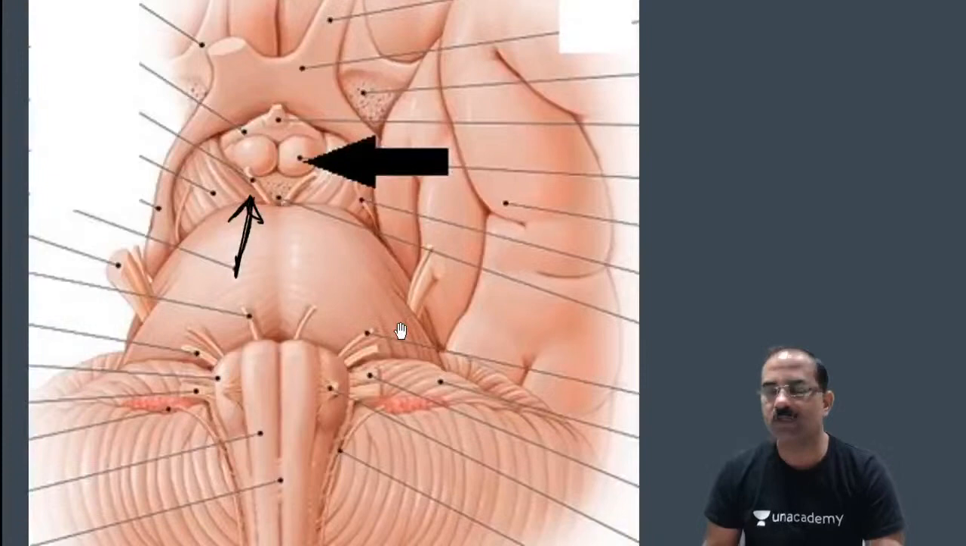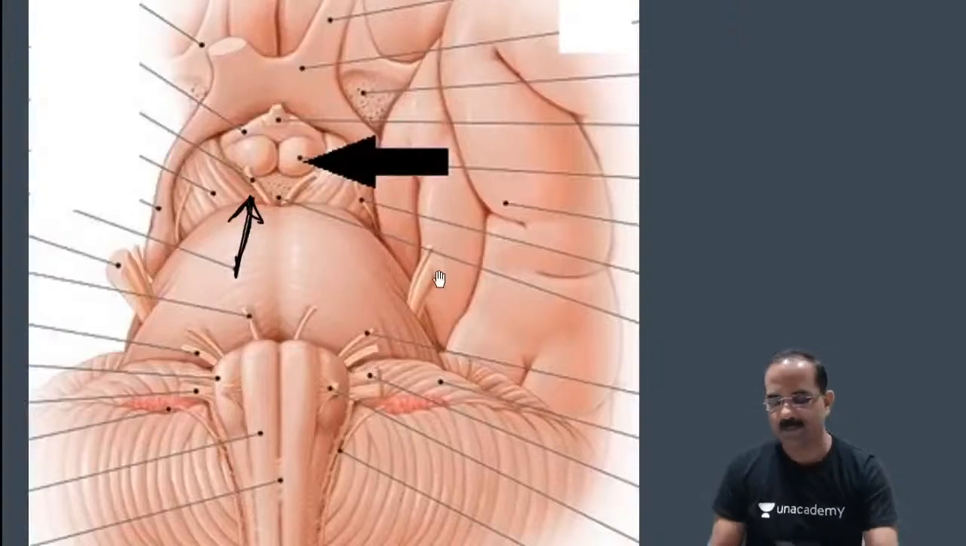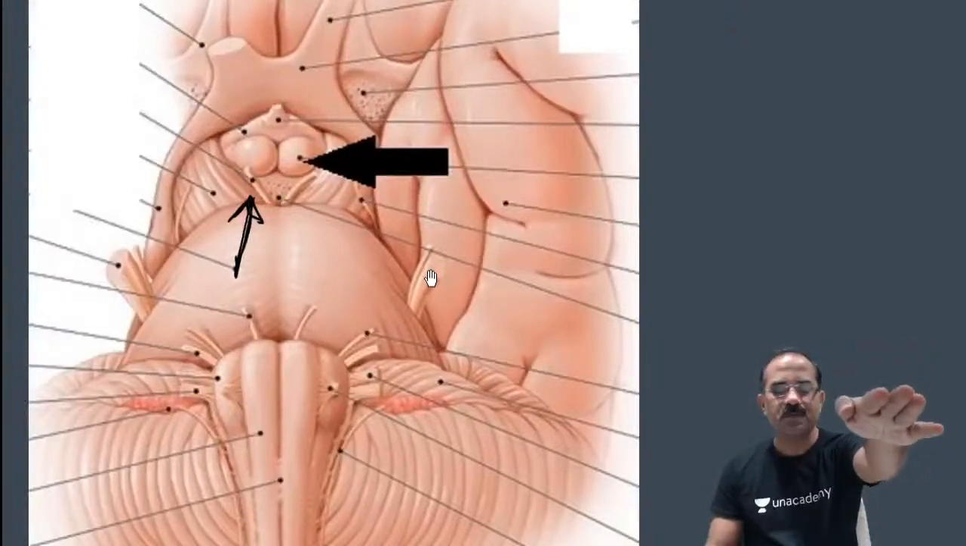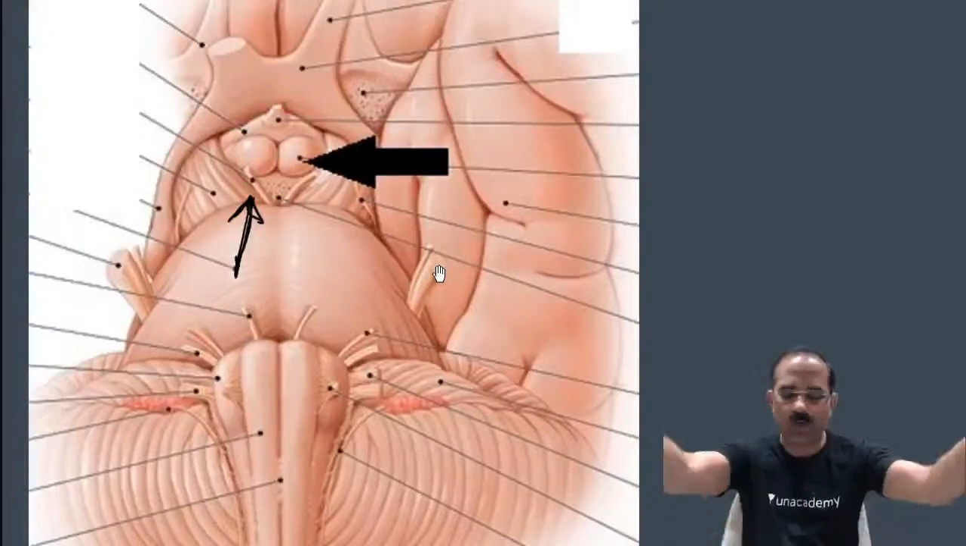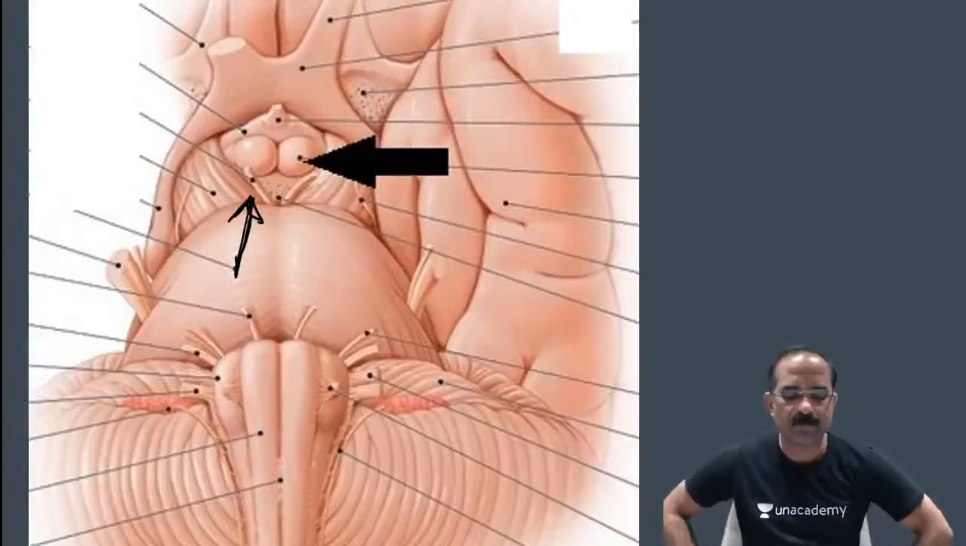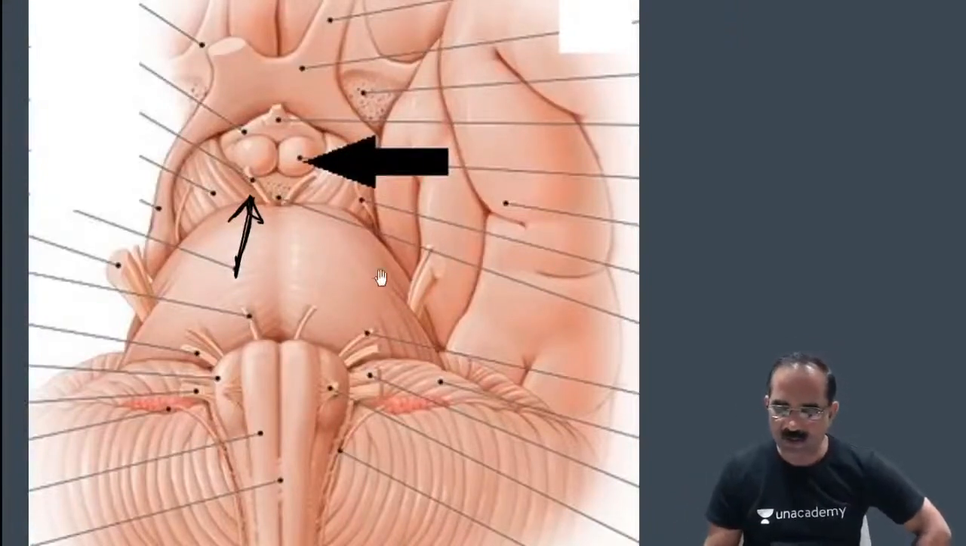And what is the nerve which is attached at the junction of the pons with the middle cerebellar peduncle? Can anyone guess this? The question is open to all of you. Trigeminal. Very good, Melissa. That's the trigeminal nerve. So the nerve attached at the junction of the pons with the middle cerebellar peduncle is the trigeminal.